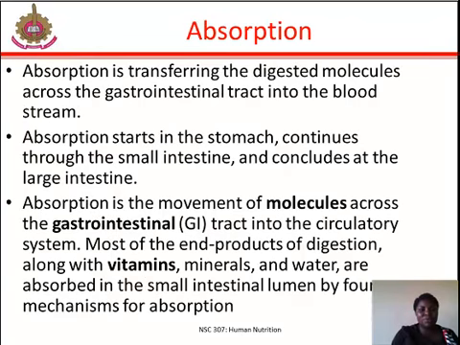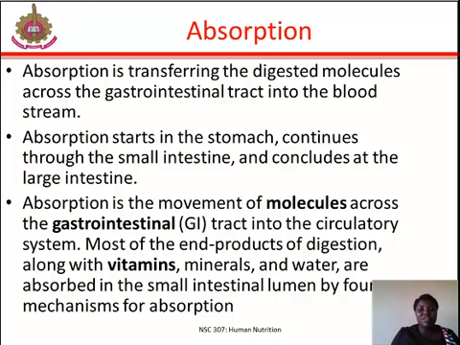Let's look at the process of absorption. It is the transferring of the digested molecules across the gastrointestinal tract into the bloodstream. Absorption will start in the stomach. It continues through the small intestine and concludes at the large intestine. Absorption has to do with the movement of molecules across the gastrointestinal tract into the circulatory system.